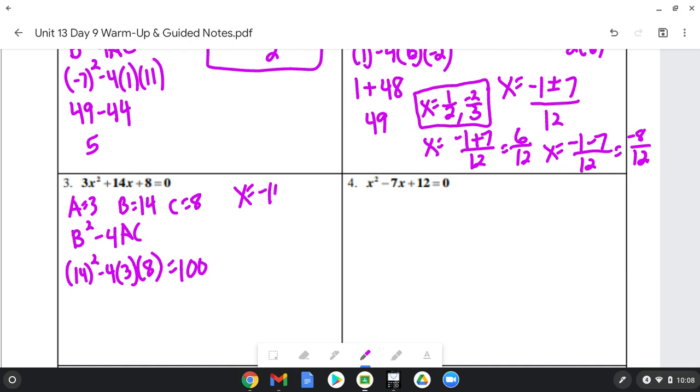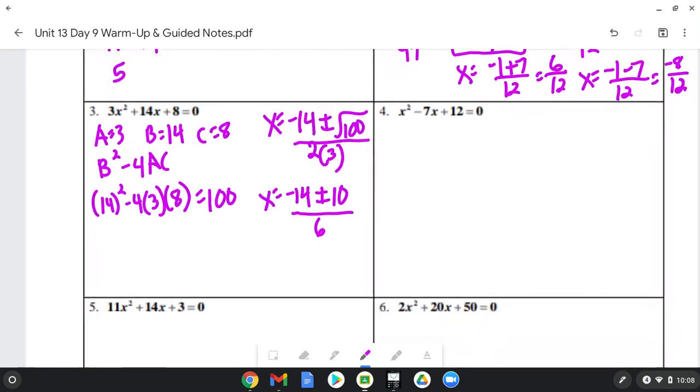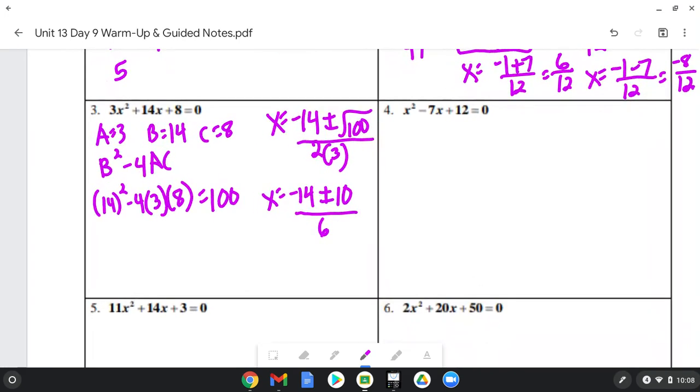So it's opposite of b, plus or minus the square root of 100 all over 2 times a, which is 2 times 3. If we were trying to simplify this down, I know that I can simplify the square root of 100 to 10. So now I have plus or minus 10, and then 2 times 3 is 6. Again, I don't see a radical left over, so that means I'm going to actually add and subtract that 10 in this case.